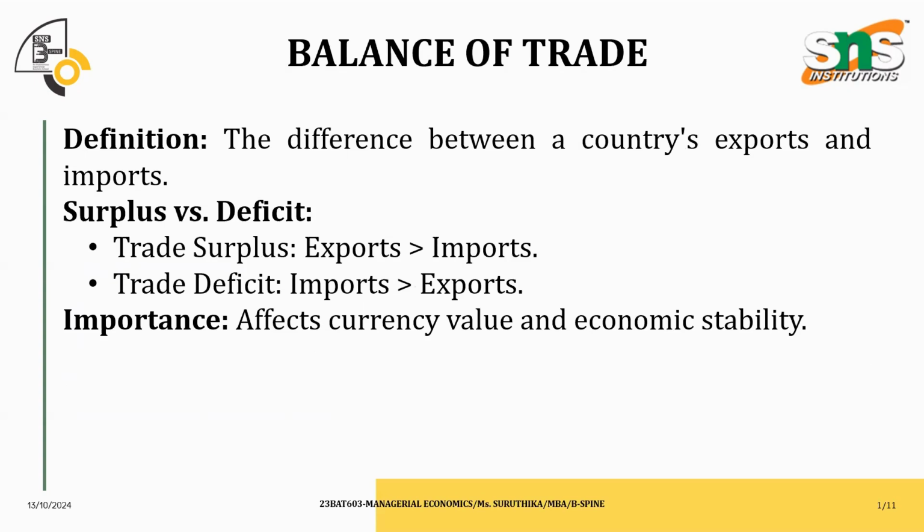The higher the unemployment rate in a country, the more it indicates that the country is underutilizing its existing resources. The next indicator is balance of trade, which is the difference between a country's exports and imports. So what is the cumulative difference between the exports and imports of a country? Balance of trade gives us an indication about surplus and deficit. A country is said to operate at a trade surplus when exports are greater than imports, whereas the country is said to operate a trade deficit when imports are greater than exports. Balance of trade is of great importance in determining the currency value and economic stability of the country.